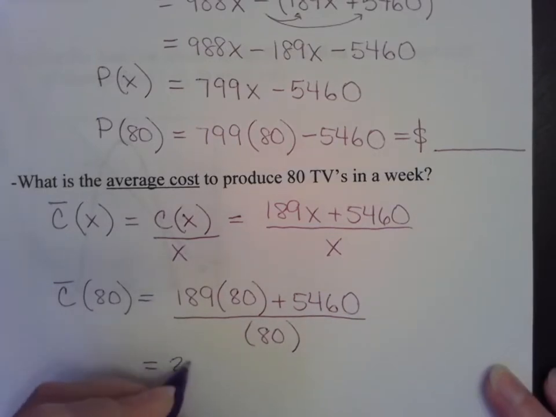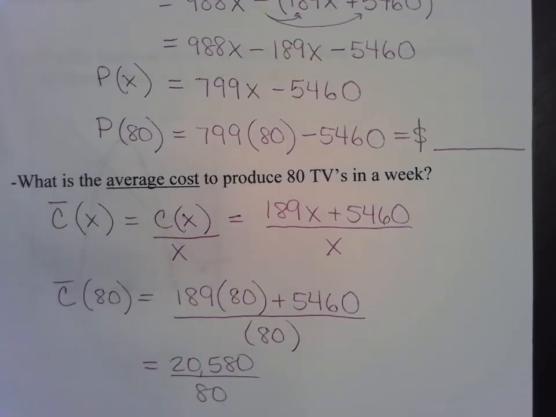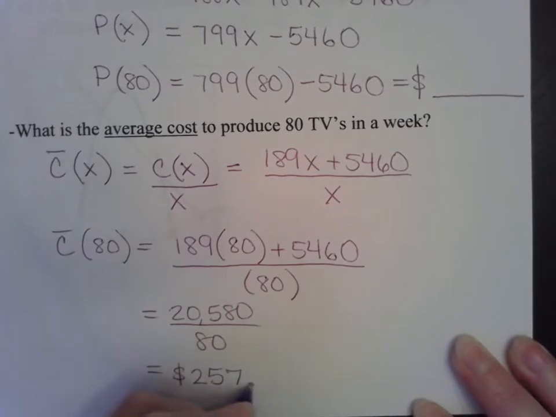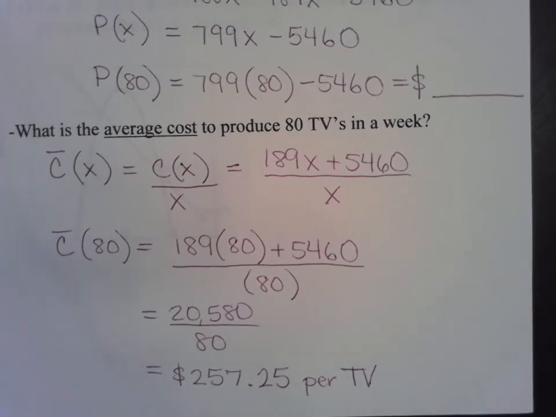I got 20,580 over 80. And so if I divide that, it looks like I get $257.25. Okay, and this is per TV. So if you look back up at the top, the revenue function said that we're selling these TVs for $988. And this is how much it's actually costing us as the business owner. So we're making a pretty good profit here for each TV. I hope that you can see that.